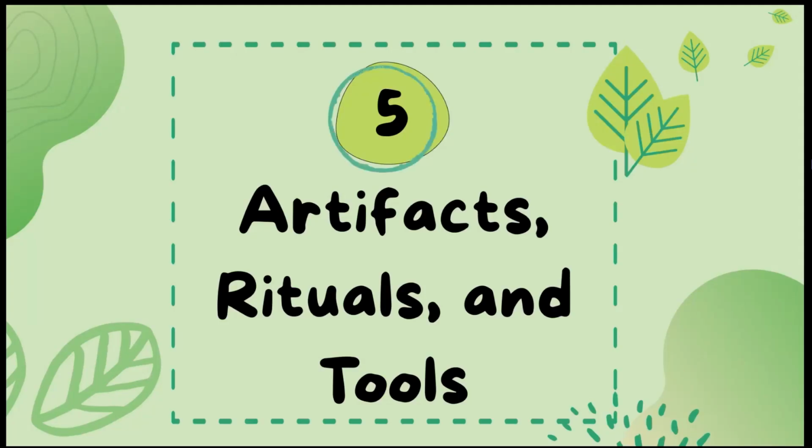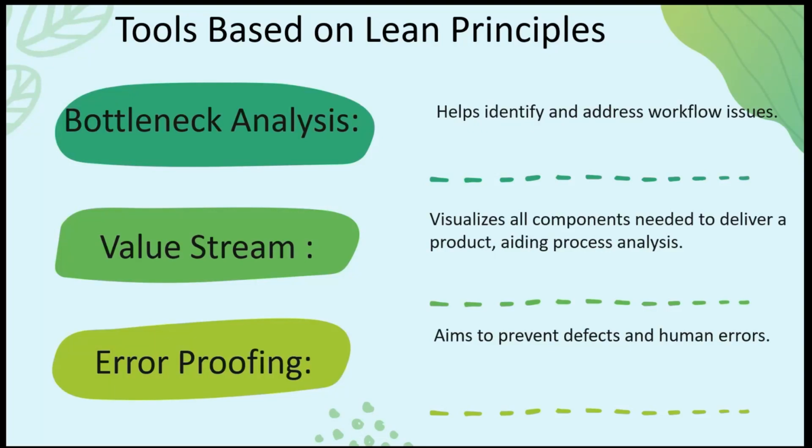Artifacts, rituals, and tools. Tools based on lean principles would be bottleneck analysis, which helps identify and address workflow issues. Another would be value stream, which values all components needed to deliver a product, aiding process analysis. Third one would be error proofing, which aims to prevent defects and human errors.